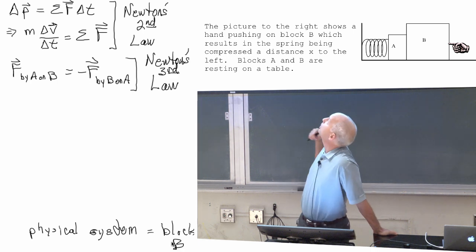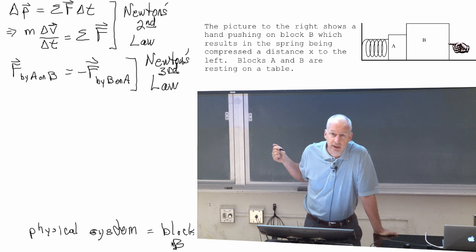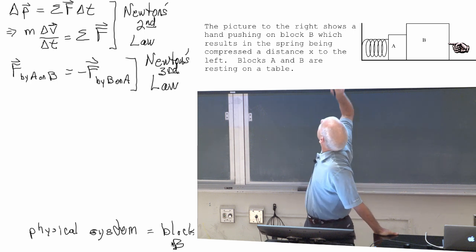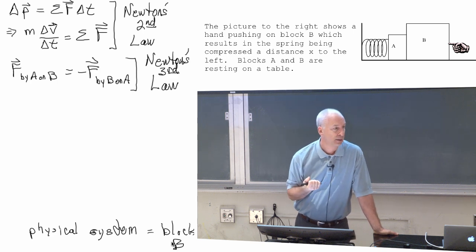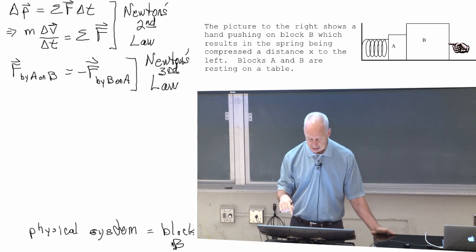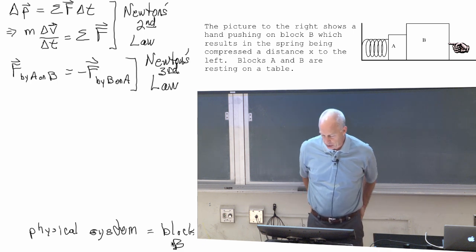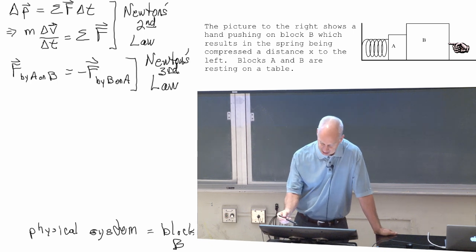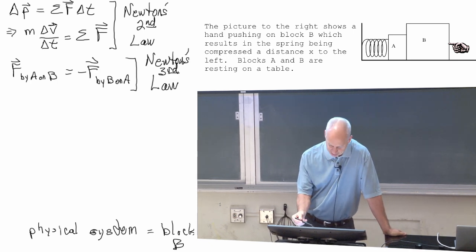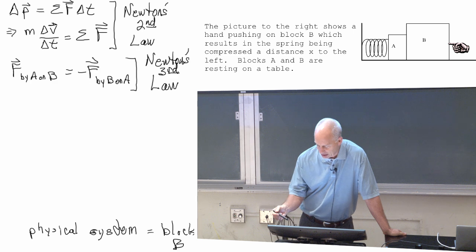Block B is being pushed to the left by the hand. It's being pushed to the right by block A. The Earth is pulling down on it. And so the table that it's sitting on is pushing up on it. How do I know all of those things are happening? First of all, this tells me that blocks A and B are resting on a table. The picture, the spring is compressed to distance X. Actually, it doesn't tell me.